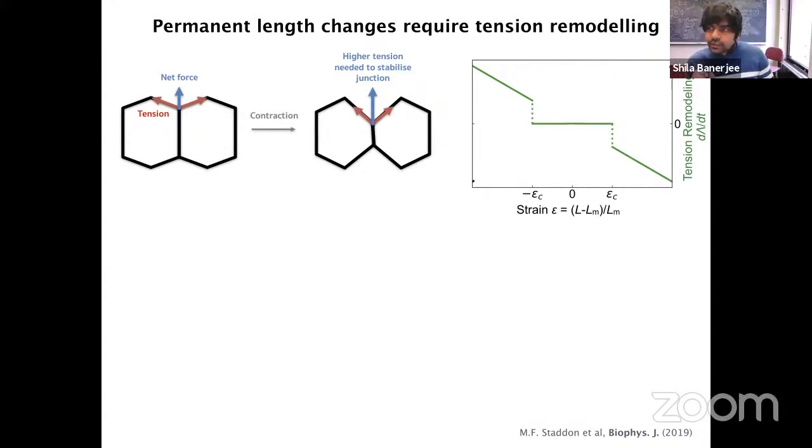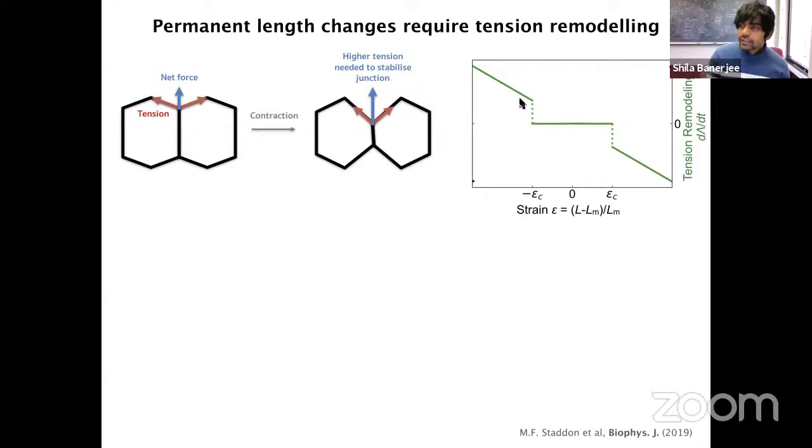to have permanent length changes like plastic deformation, you need tension remodeling. So this can be understood simply from this mechanical argument: when you have contraction and you want to stabilize this contracted length, to balance this, you need to have a higher tension, okay? So as you're contracting, if the tension is also increasing, then you can stabilize that length, okay? So that was what was inside this model: if the applied strain is below a certain threshold, nothing happens. If the applied strain is above a certain threshold, you get this tension remodeling. So it's sort of like an excitable mechanical system, okay?